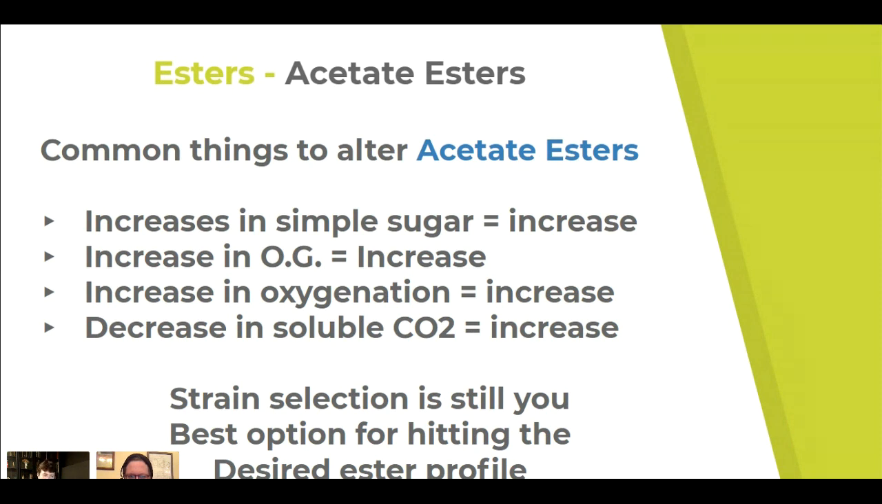Strain selection is also huge. The best option for hitting the desired ester profile is first to go with strain selection, then kind of file it down and shape it to perfection within process modifications. One of the questions, and I want to highlight here, was about dissolved CO2 inside of wort and its impact on esters. And we absolutely do see an increase in acetate esters when we decrease the amount of CO2 inside solution.